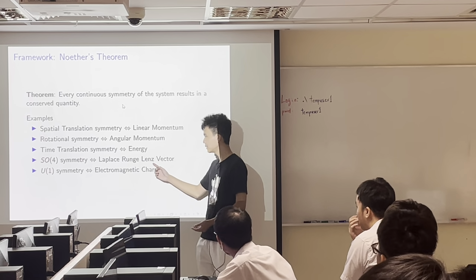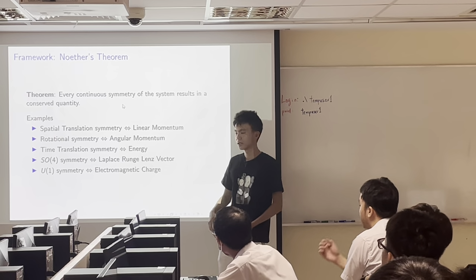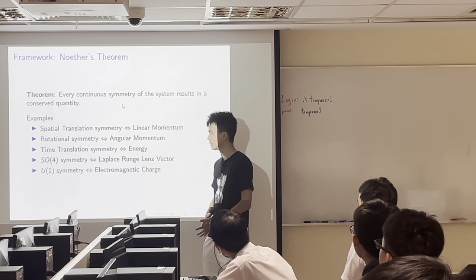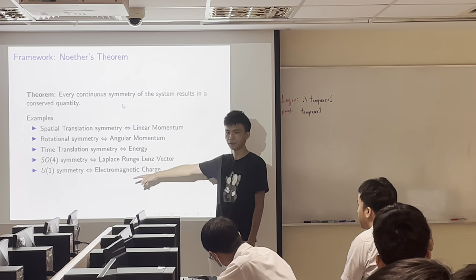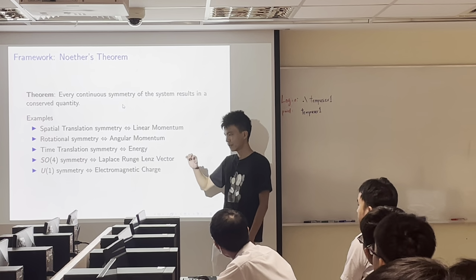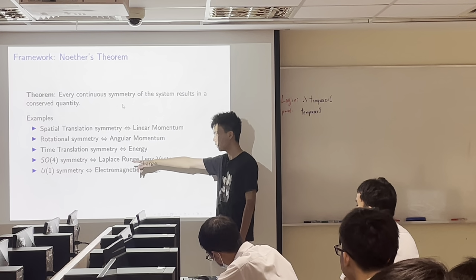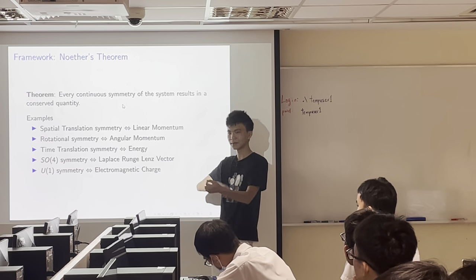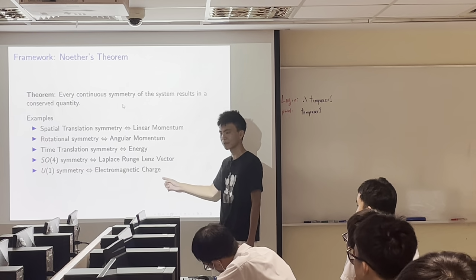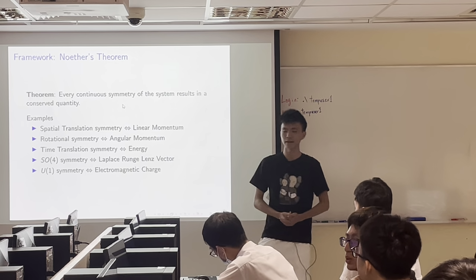Okay? Yeah, the Laplace-Runge-Lenz vector actually corresponds to something called SO(4). SO(4) being a Lie group, but it's just some fancy symmetry. And electromagnetism is actually due to U(1) symmetry. U(1) being the Lie group of unit length complex numbers, right? So complex numbers actually play a role in electromagnetism, right? That's quite interesting.